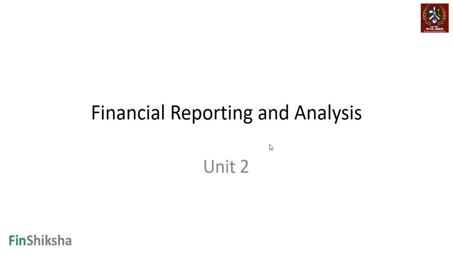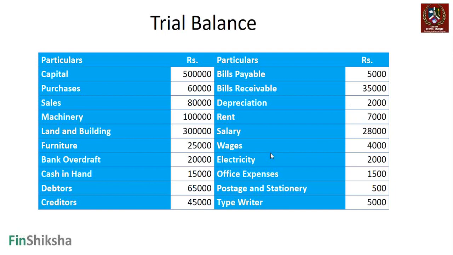We try and solve another quick problem in FRA, and this time it will be on a trial balance. Let's prepare a trial balance based on these transactions which have been given to us. So we've been given a lot of transactions with headers as capital, purchases, sales, machinery, land building, furniture, overdraft, cash in hand, debtors, creditors, etc. We have to basically classify these transactions into debit and credit, right?